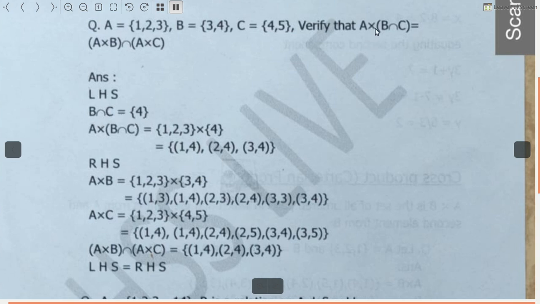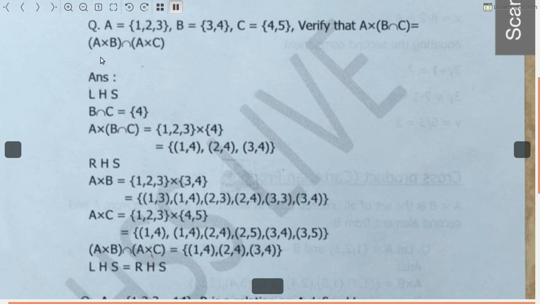Then what about the LHS? A cross (B intersection C). First you write A, that is the set {1, 2, 3} cross B intersection C, that is the set {4}. Then (1, 4), (2, 4), (3, 4). So A cross (B intersection C) is equal to this one.